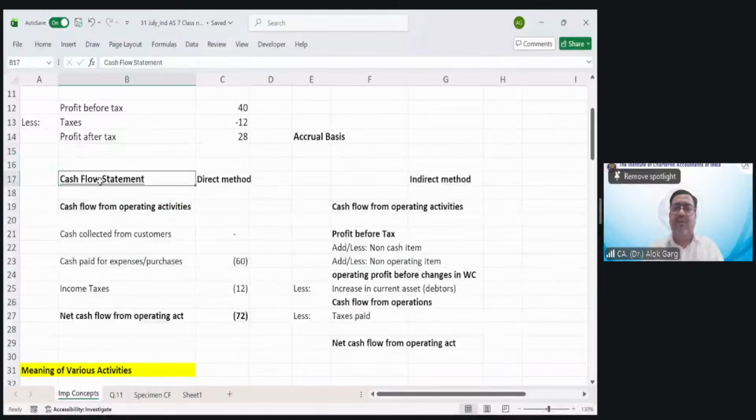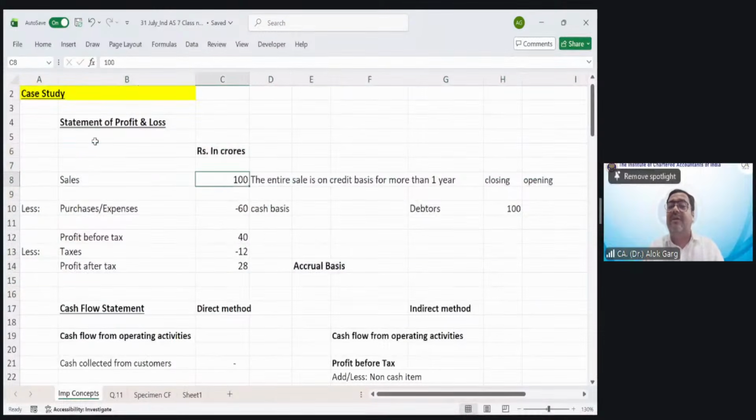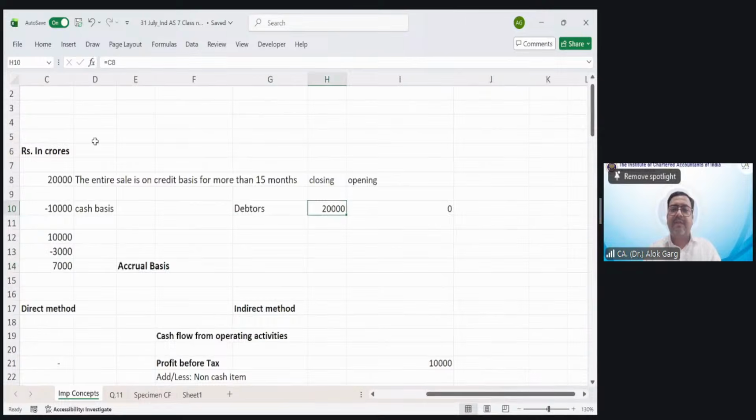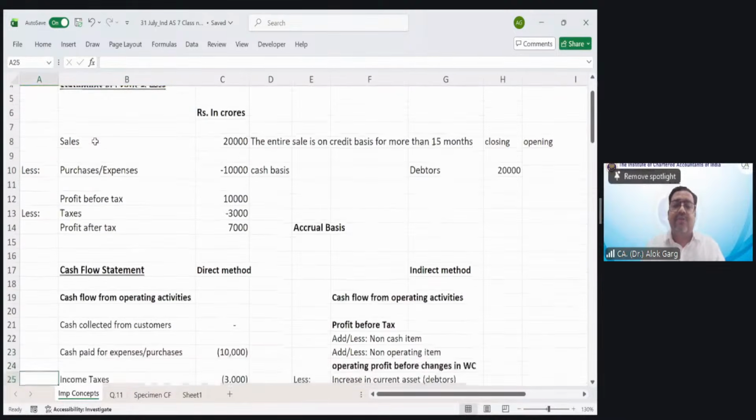I hope you're able to see this cash flow statement, direct method, indirect method. In the first part, this is an example where the entire sale is on a credit basis for 15 months. Let me give the same example: 20,000 crores sales and 10,000 crores expenses. Taxes are 30%. This profit is on accrual basis. In the closing, the debtors are 20,000, and opening debtors are zero, because the entire sales is on a credit basis.